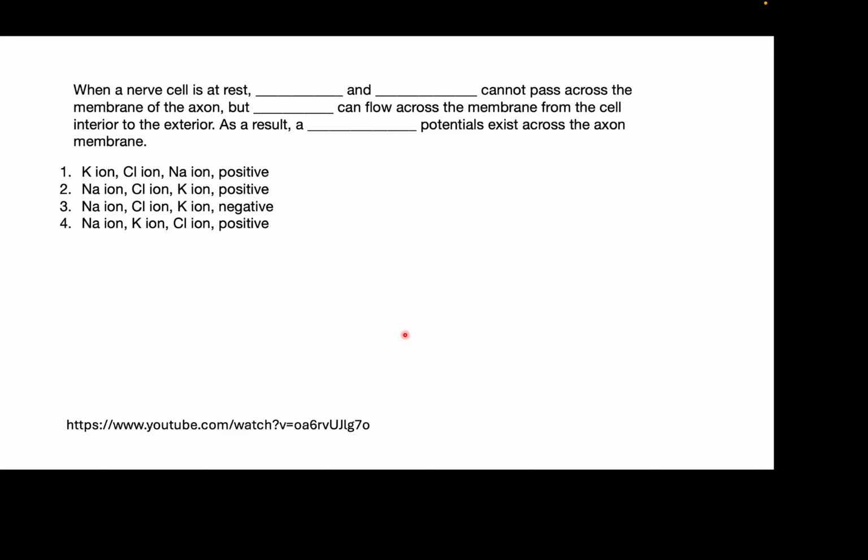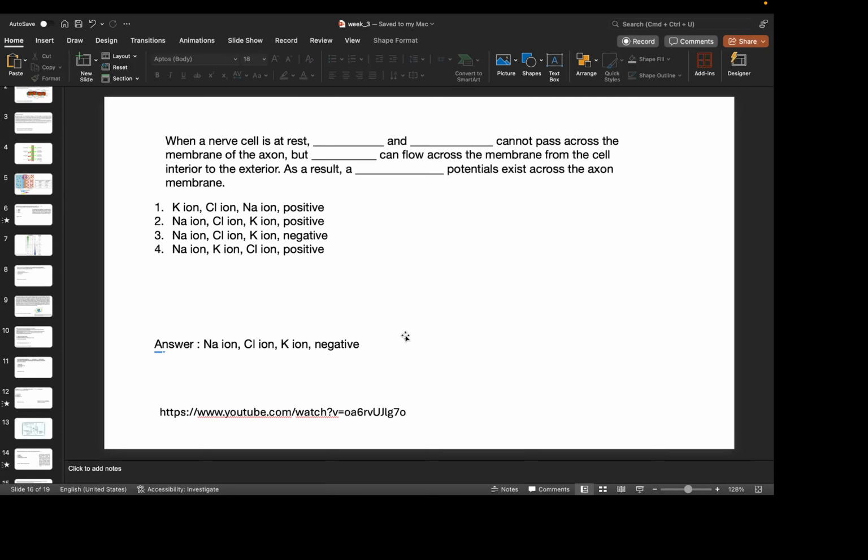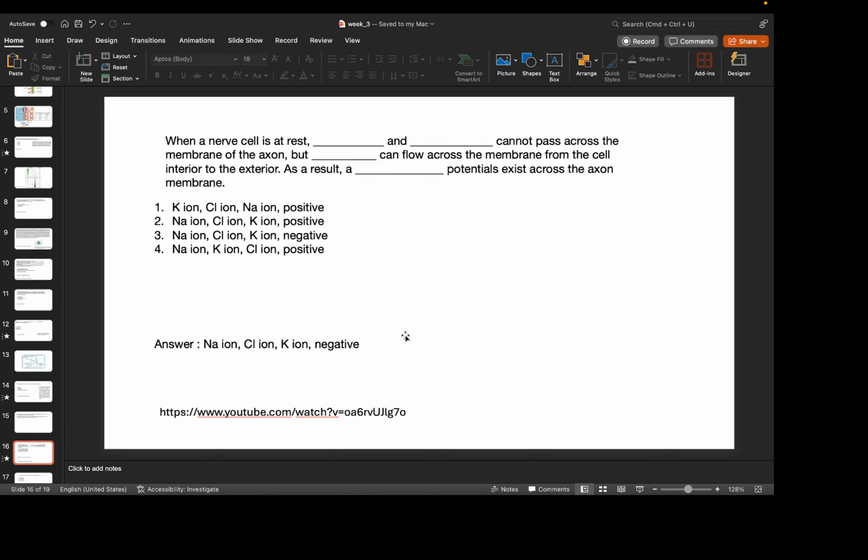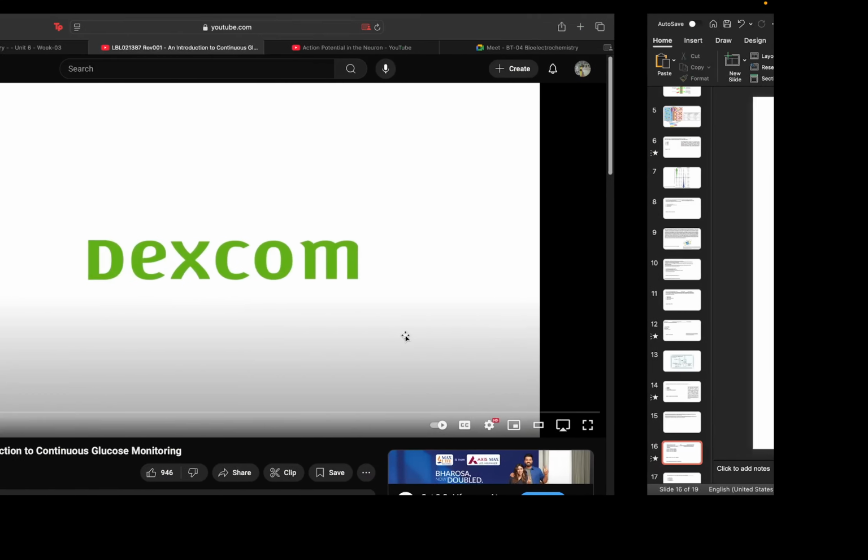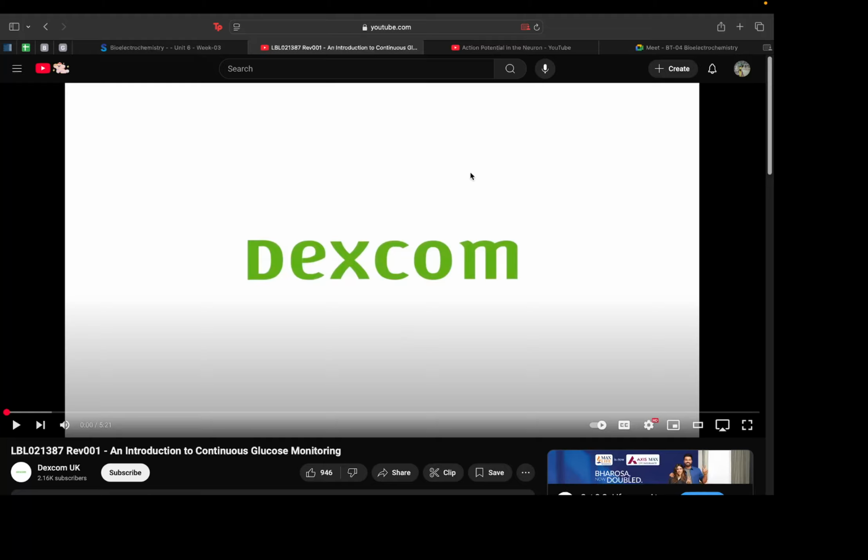So the answer is, when a nerve cell is at rest, sodium ions and chloride ions cannot pass across the membrane of the axon, but potassium ions can flow across the membrane from the cell's interior to the exterior. As a result, a negative potential exists across the axon membrane. Okay, to revisit our concepts of this nerve cell potential and the action potential, let's have a brief about it.